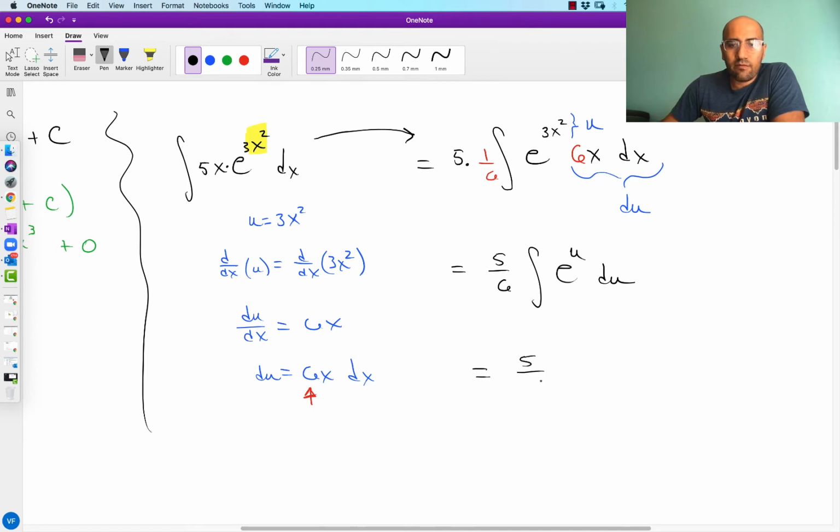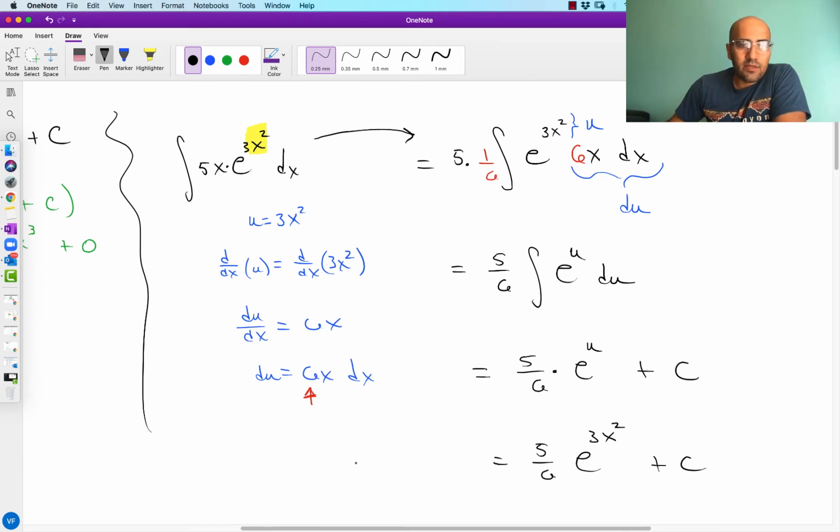So this becomes 5 over 6 times e to the u plus a constant. And then we come back and replace the u back again with this, and we get 5 over 6 e to the power of 3x squared plus c. And that's our answer. So I'm going to copy the original indefinite integral as 5x e to the 3x squared dx. And that equals this guy. That would be our answer.